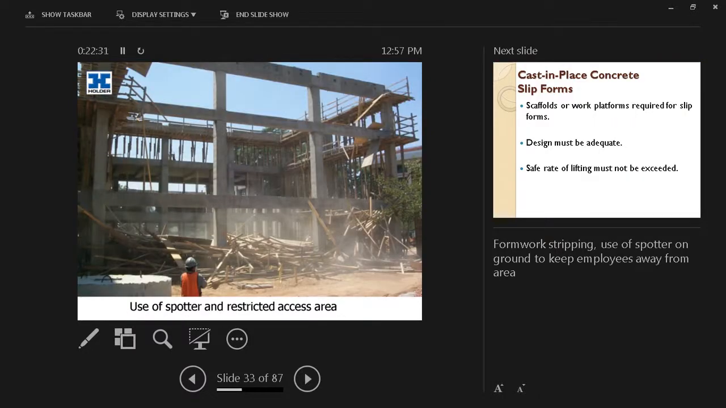And here we have the use of a spotter, and we have a restricted access area because of the falling debris. Again, we don't want it to cause any injuries to anyone.